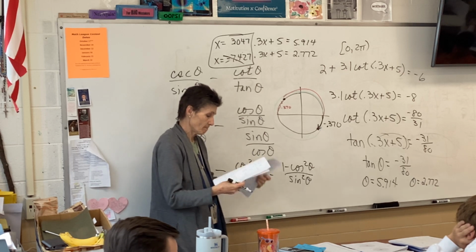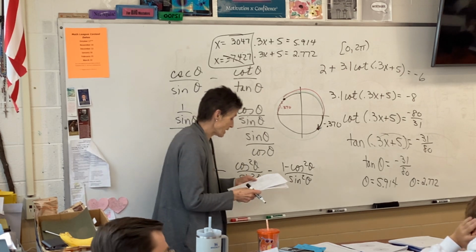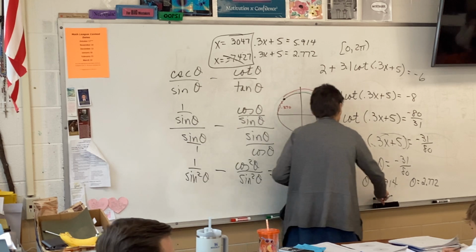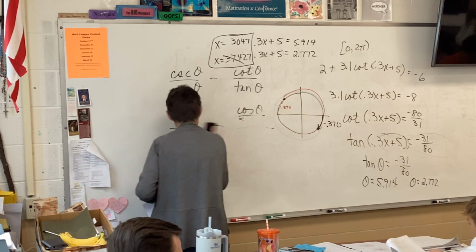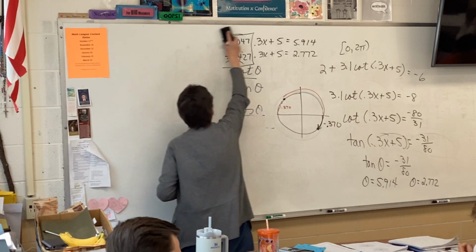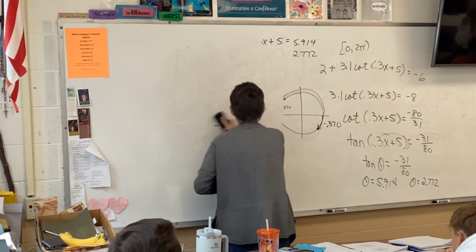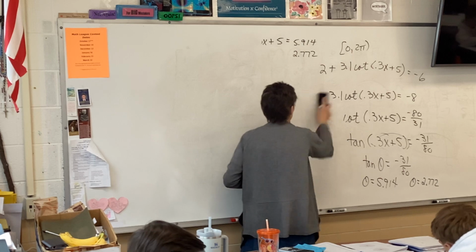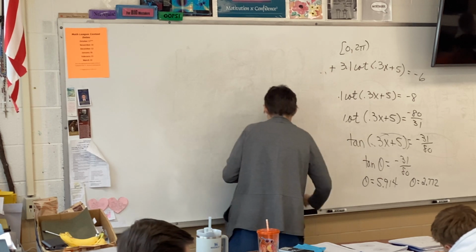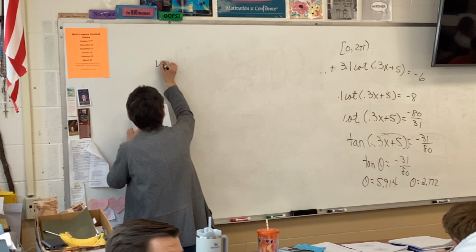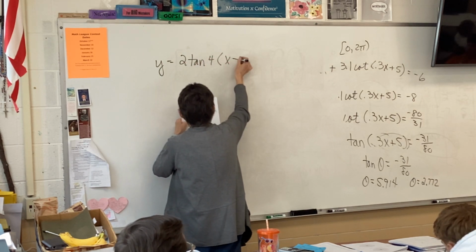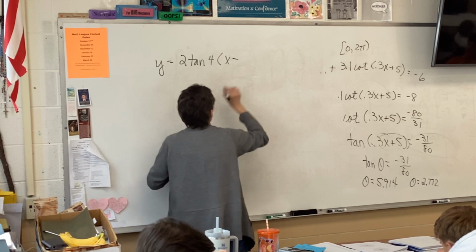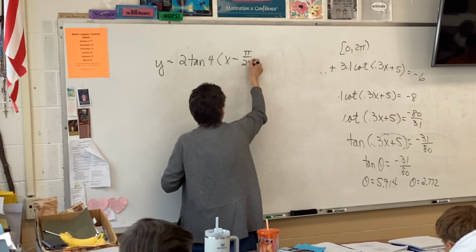14A is a tangent graph. Before I graph it, however, what do I need to do? I got to get my equation cleaned up. What do I need to do? Take out the 4. Yeah, you got to get that 4 out of there so you know what your phase shift is. So I'll take out the 4 and I'll be left with x minus pi over 24.